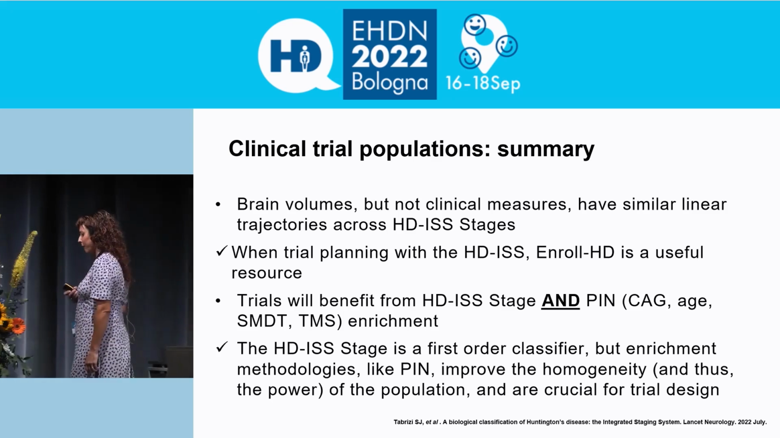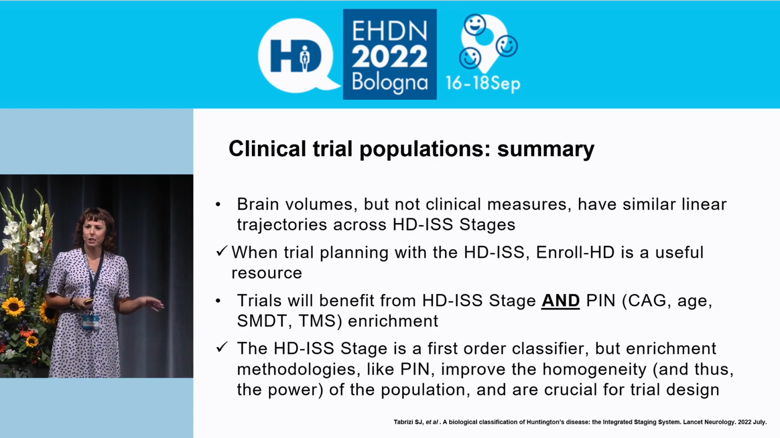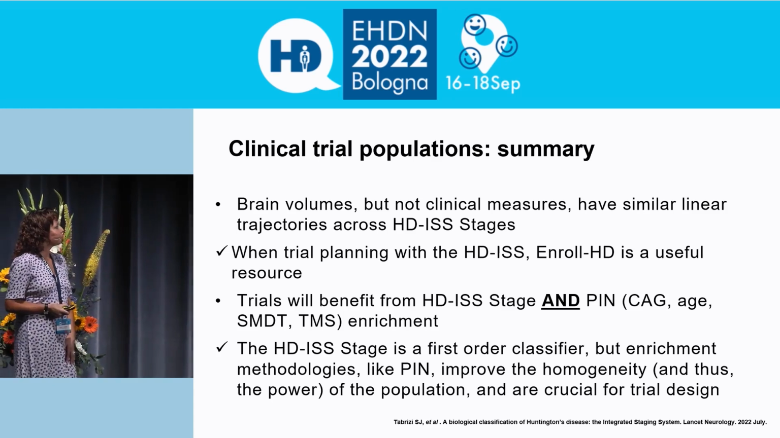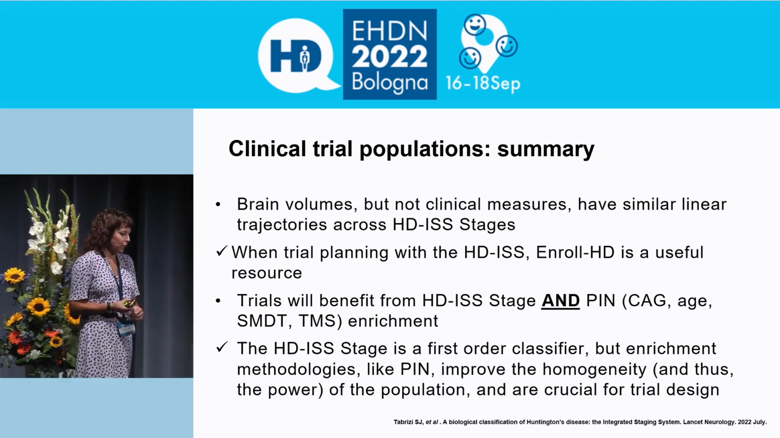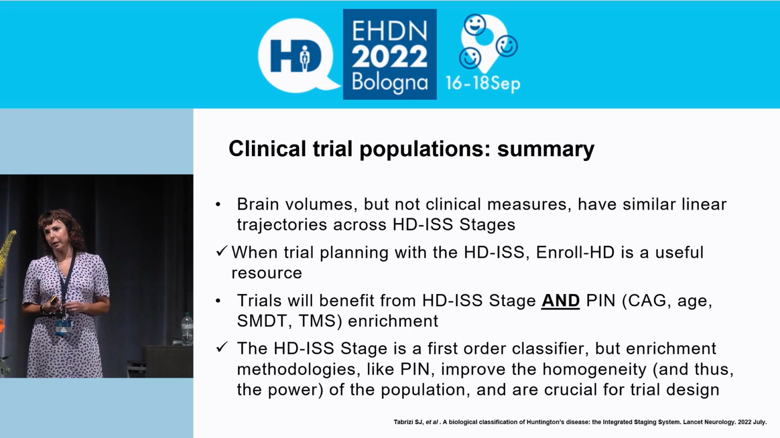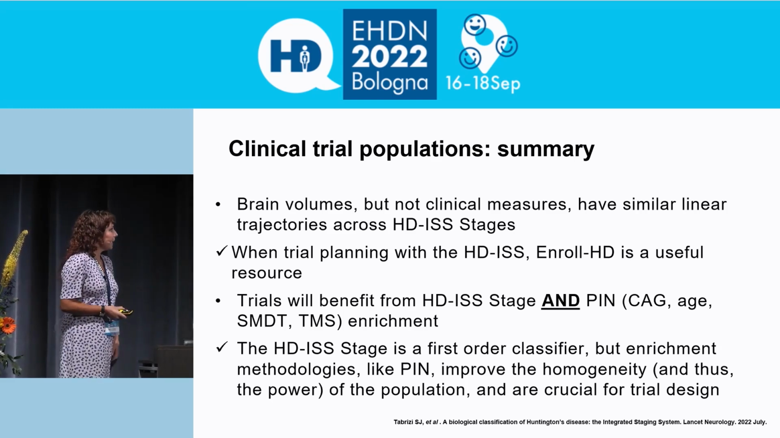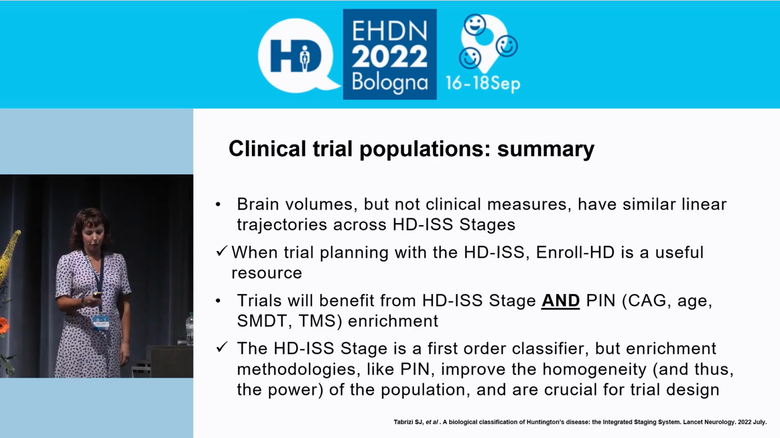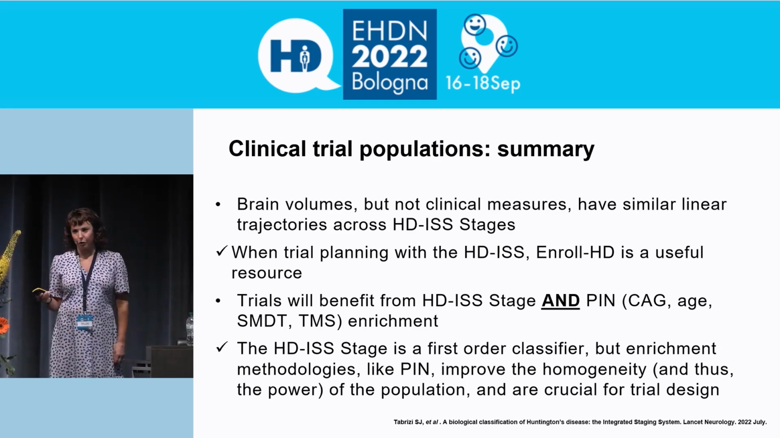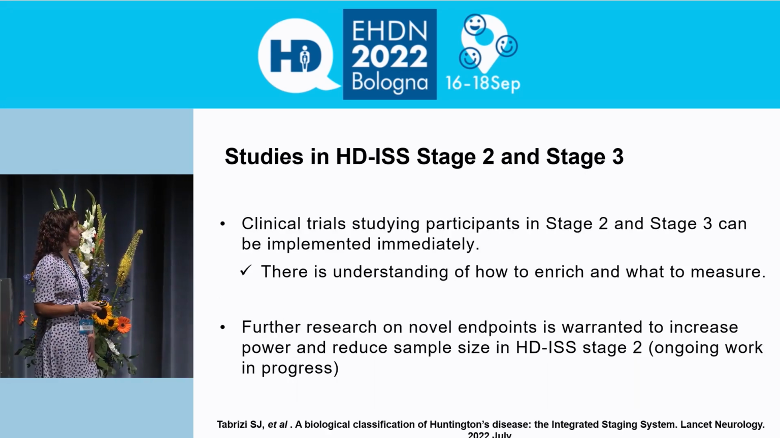And so you have PIN enrichment, and the HD-ISS staging system is a first-order classifier, but we need to do also enrichment methodologies like the PIN. As Amy Lee presented this morning, the PIN is an enrichment criterion in HD-ISS stage 2 in the PTC study. It improves your homogeneity and thus improves the power of your population and is critical for trial design. And this is the subject of a lot of ongoing work.